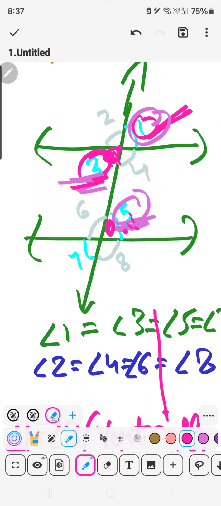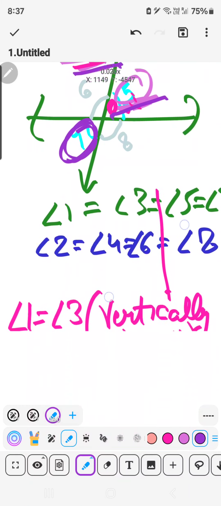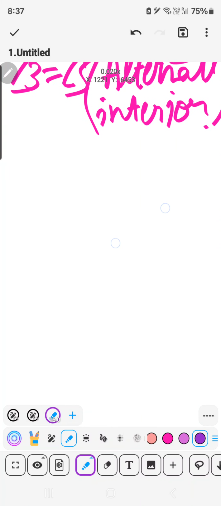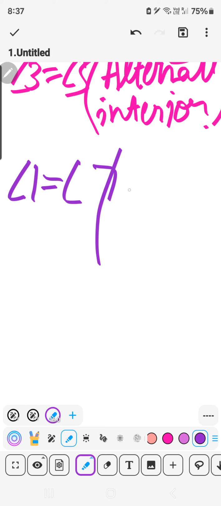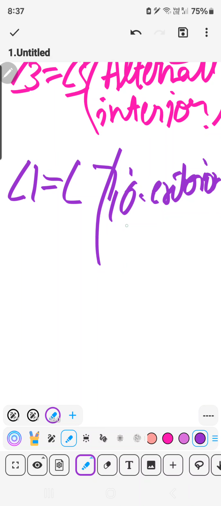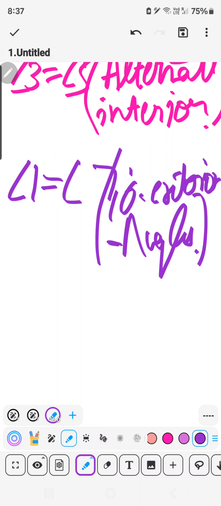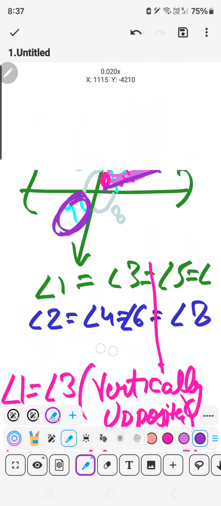Now one more question arises. How are 1, 3, and 5 related to 7? Let's see. Angle 1 is equal to angle 7. Can anyone think why angle 1 is equal to angle 7? These are co-exterior angles. How co-exterior? I will show you.